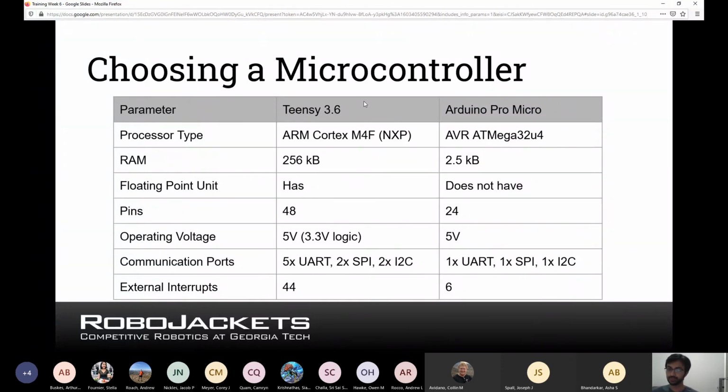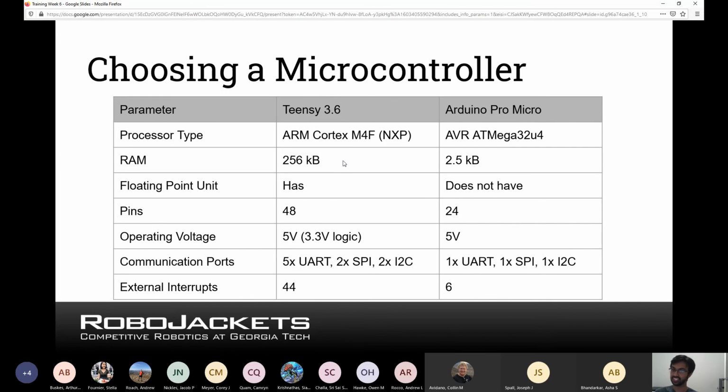So here, once again, we're going to try to make a comparison of the Teensy 3.6 to an alternative microcontroller, such as the Pro Micro. One key difference is the processor type between the Teensy 3.6 and the Pro Micro. The Teensy uses an ARM Cortex M4 microcontroller from the company called NXP, whereas the Pro Micro uses an AVR ATmega32U4. You might not know right now what the difference between AVR and ARM are, but it's very important to know that ARM is a more advanced processor design, which has some notable advantages which allow it to support more RAM, different features such as floating point unit, and more interrupts.